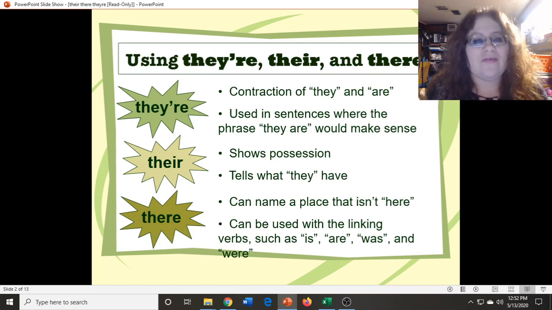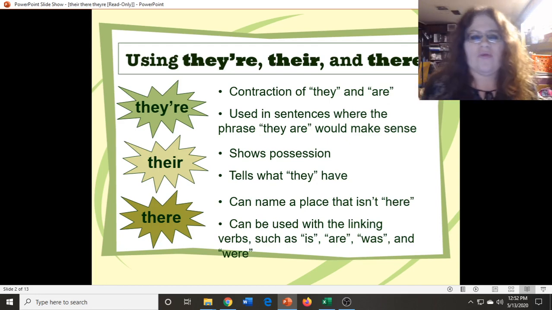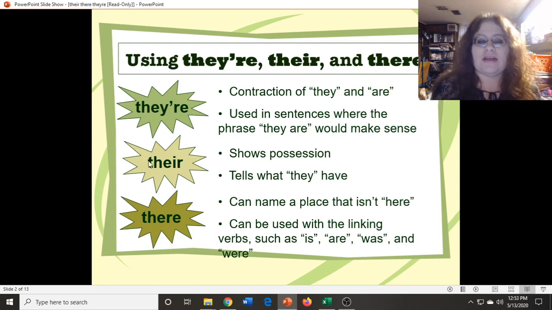So these are the three forms, and each of them is used in a very distinct way. So you just have to figure out which form you need depending on your sentence. Are you really saying they are and you want to use the contraction? Are you trying to show that somebody owns something? You're going to use their. Are you pointing out a location or place? Then you're going to use there.